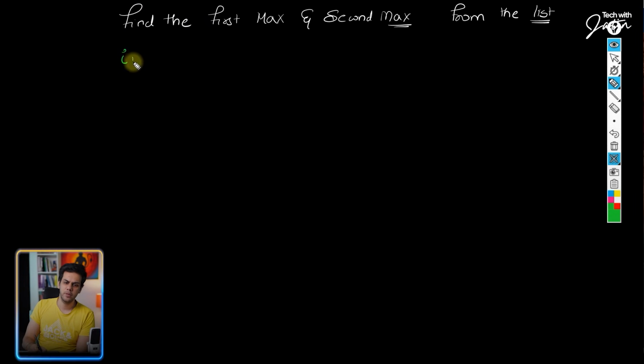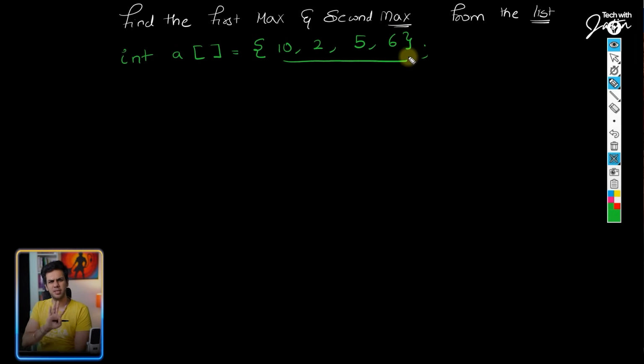Now over here we have a list. For simplicity, I'm going to take an array. Keeping life simple, I have an array. This particular array is going to have some numbers: 10, 2, 5, 6. Very simple. 10, 2, 5, 6. That's it.